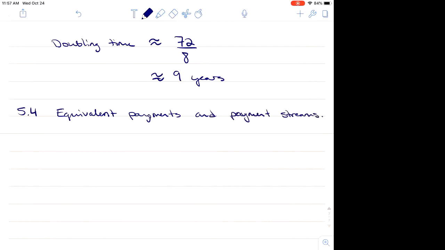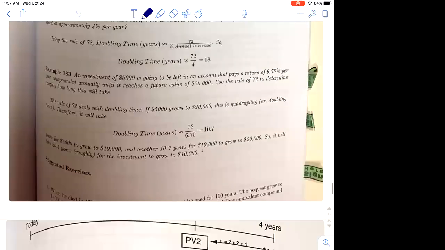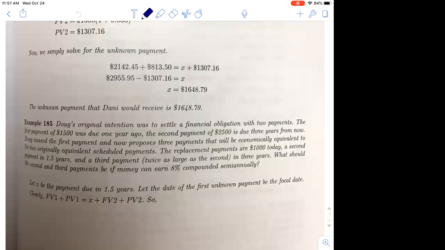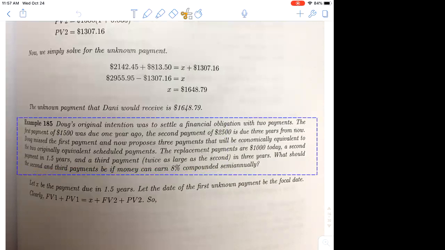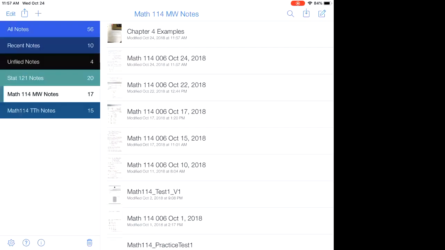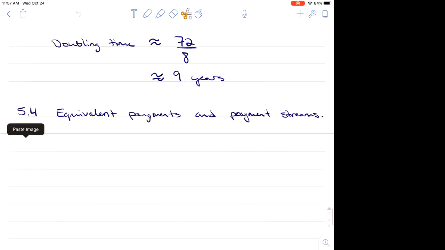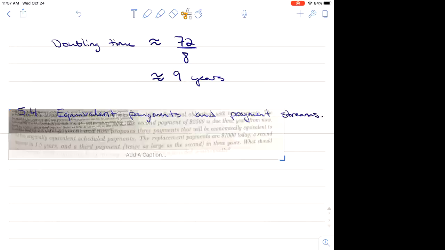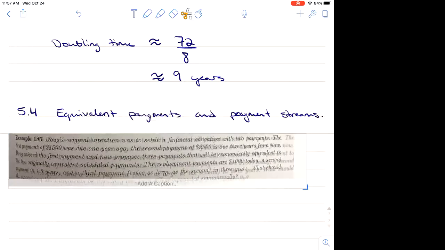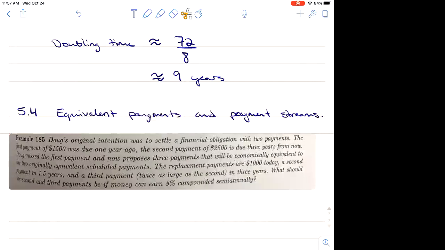We'll start things off with example 185. Oof. It's a biggie, as we kind of knew if it's going to be a timeline question.